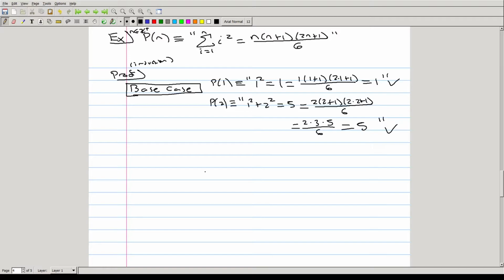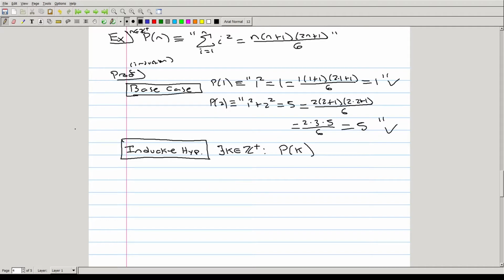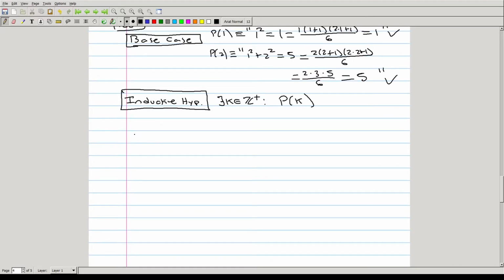So I'm just going to do these first two cases, right? Really, for the base case, you only need to show the first case, but it sometimes helps understanding a little bit more and really clearly seeing what you're doing if you do the first couple cases. But now that we have our base case done, we have to do the inductive hypothesis, which is the statement that there exists a k in the positive integers such that P of k is true. And lastly, the inductive step.